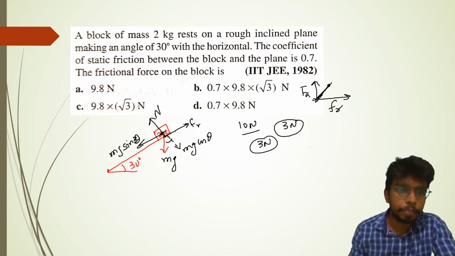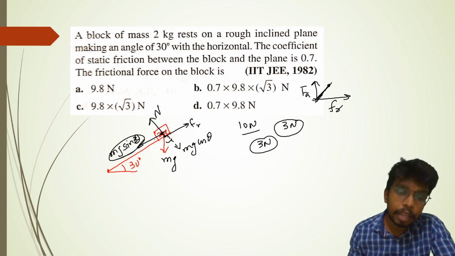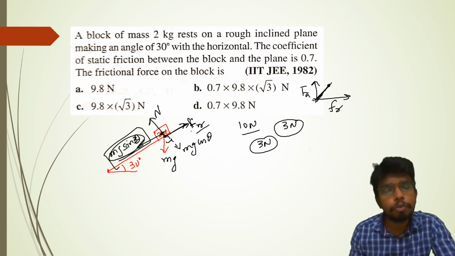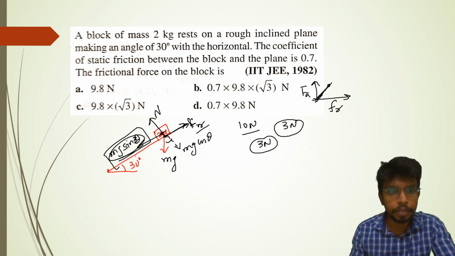friction. Anyway, coming back, mg sin theta, and this is resting on the floor. That means whatever is the frictional force, it must be cancelling out mg sin theta. And if it is cancelling out, you don't even have to find out the frictional force, you just have to look for mg sin theta. That's it. If the block is not moving, it will be just balancing it.